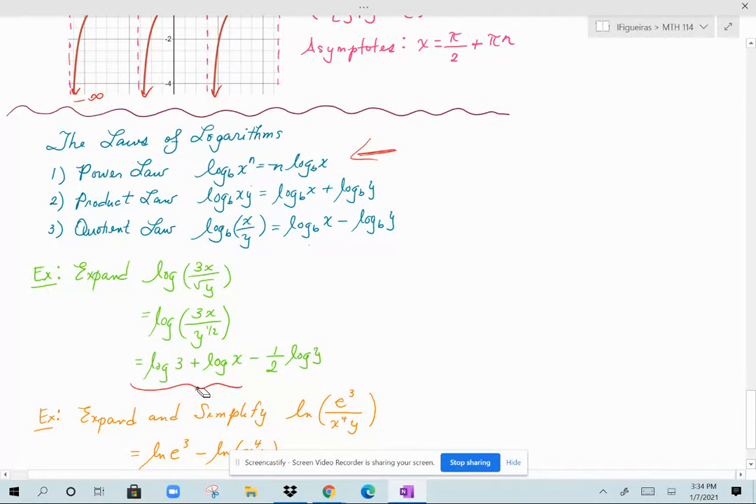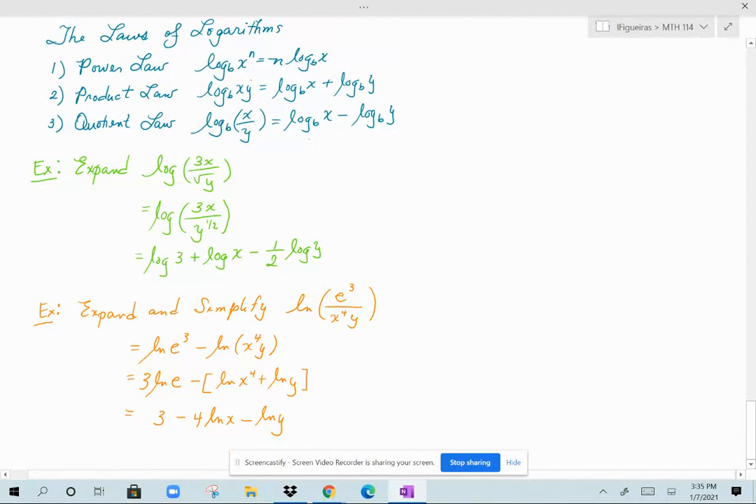Notice that I don't have a base indicated. When you don't have a base written in the lower right-hand corner of the log, then that's assumed to be a base 10. So base 10 is not written, it is implied. So when you don't see it, it means base 10 or a common log.